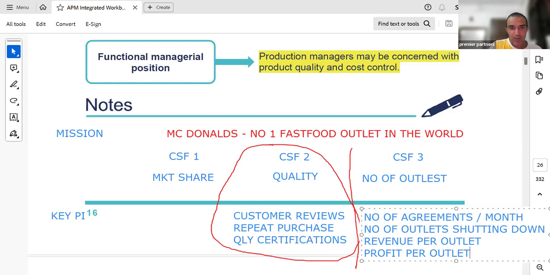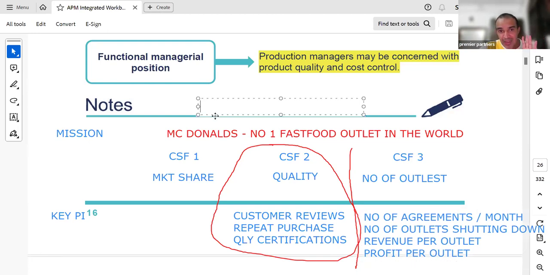Okay, then we come to market share. So in market share, you can look at revenue. Even your cost you can bring there. Of course, you need to couple it with profit, right? But the point is, please remember this, mission, critical success factor, and KPI do not exist in isolation.